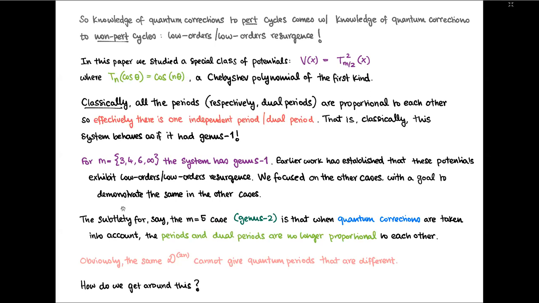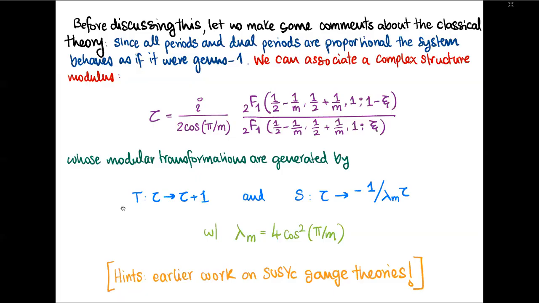But before we go on to the quantum mechanics, I want to make a few comments about the classical problem. When we're discussing the classical problem, I mentioned earlier that since all the periods and dual periods are proportional to each other, the system behaves as if it were a genus one system classically. And we can actually associate a sort of complex structure modulus to this effective genus one system, right, which I've written down over here. You can check that the modular transformations of this tau are generated by the letter T, which sends tau to tau plus one, and S, which sends tau to minus one over lambda m times tau, where lambda m is a very specific function of m: 4 times cosine squared of pi over m, okay?